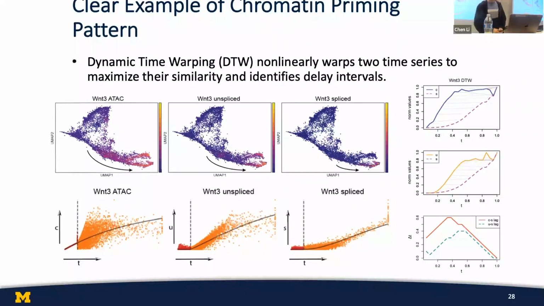We used another algorithm called dynamic time warping to compute the time lag between the three modalities. This algorithm non-linearly warps two time series to maximize their similarity. Essentially, it tries to match two time series by expanding some of the time points and shrinking the other time points.